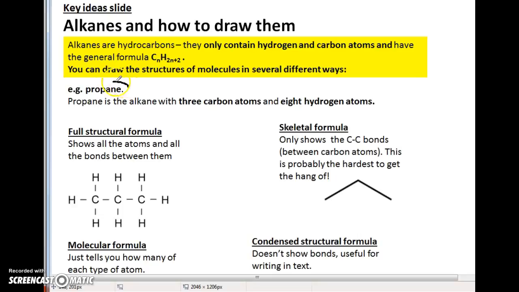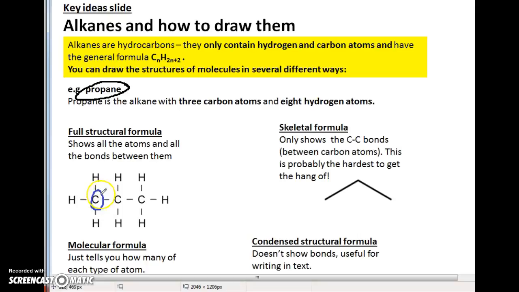Okay, let's take the alkane propane. So propane is an alkane which has got 3 carbons and 8 hydrogens. So the way that you'll have learnt to draw propane when you were learning your GCSEs is like this. At A level we'll call this a full structural formula. So this shows all of the atoms and all the bonds between them.